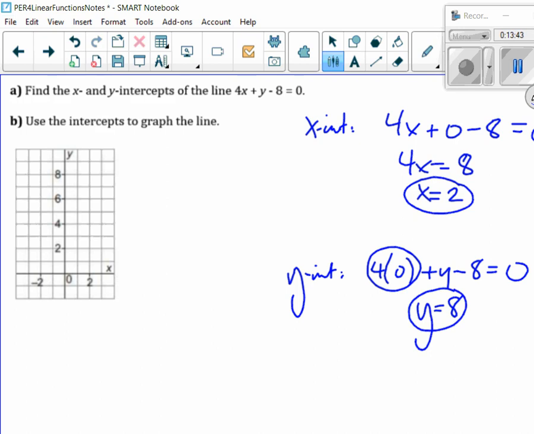So do you remember how to graph using the x and the y-intercept? Yep. How? You put a point on 2 on the x-axis, and you put a point on 8 on the y-axis, and you draw the line. That's right. Okay, and make sure you don't use a short, stubby line segment. You connect it and put arrowheads, right?